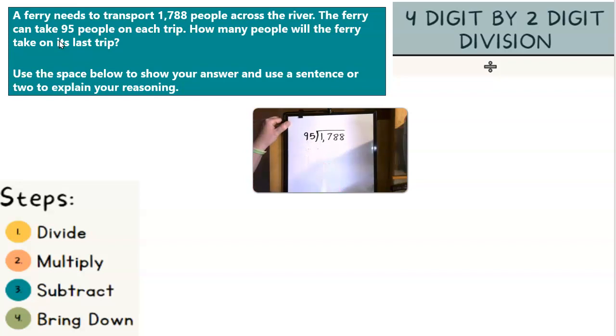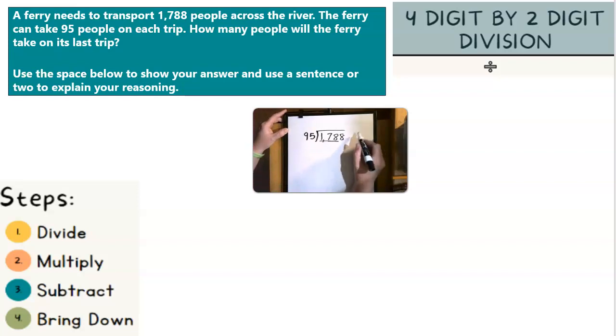First, let's divide. We are going to still stick with the same steps of long division. Divide, multiply, subtract, and bring down. We are just going to have probably a little more work to do with this 95. Okay, first off, can 95 go into 17? No. So we need to look at the number 178. I'm just going to do a guess and check and say maybe 95 goes into 178 2 times.